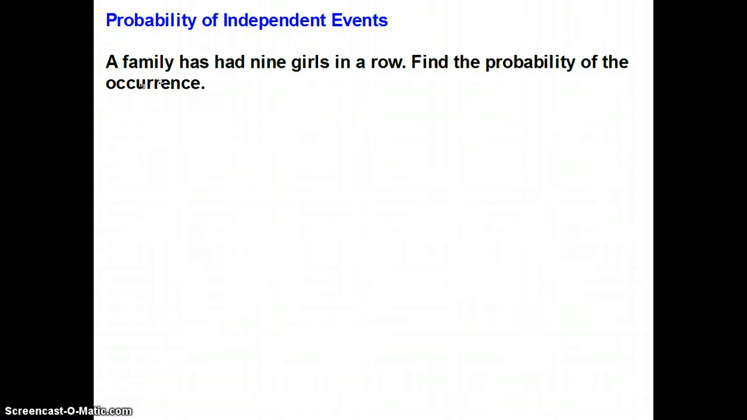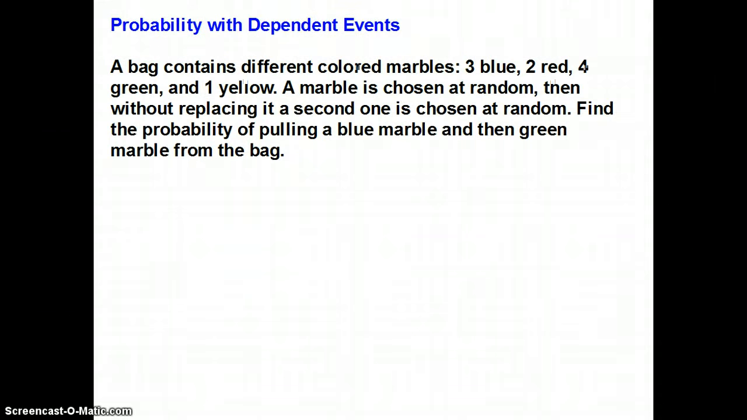Okay, so a family has had 9 girls in a row. Find the probability of this occurrence. Well, when you have a child, you have a 1/2 chance of having a boy or a girl. And so we would need to multiply 1/2 a total of 9 times. So our probability is just going to be 1/2 to the 9th power, which I believe is 1/512. Hopefully I didn't make a mistake there, but I'm just going to move on to the next one here.